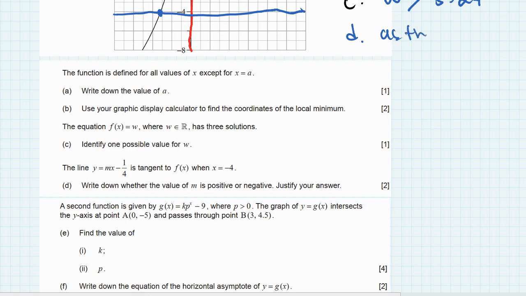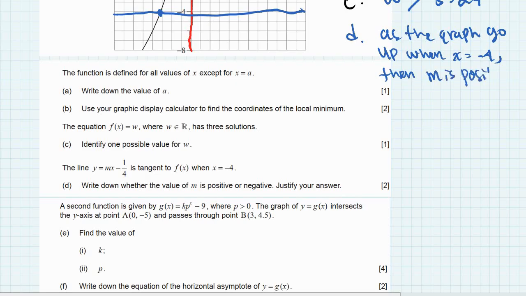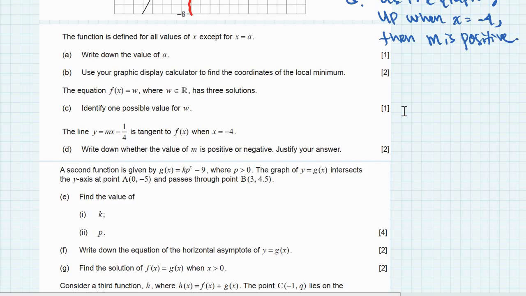As the graph goes up, when x equals negative 4, then the gradient m is positive. Okay, you have to give your reason. Without your reason, that will be wrong. You can't just say, okay, it's positive. No, you have to give the reason.